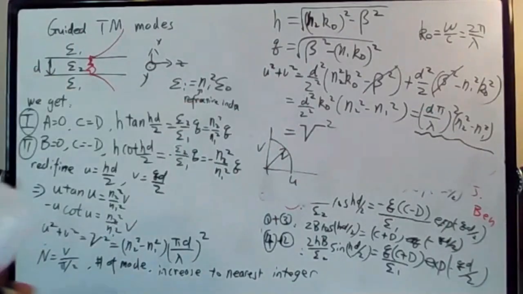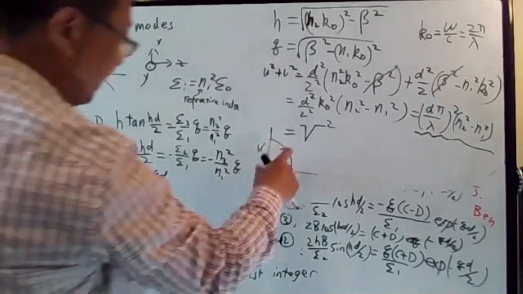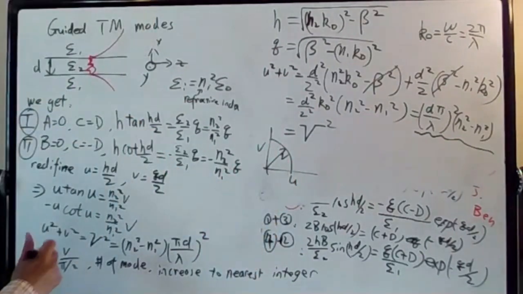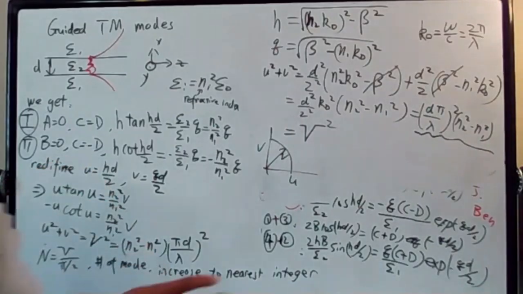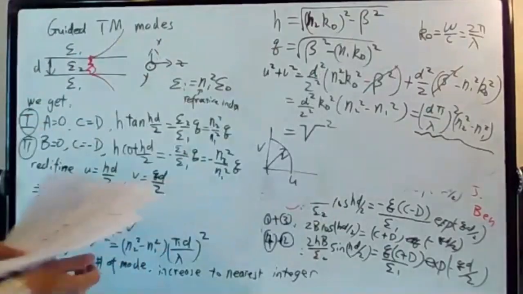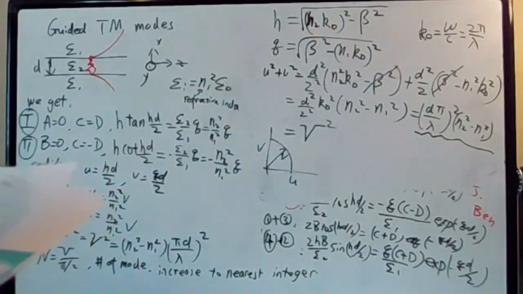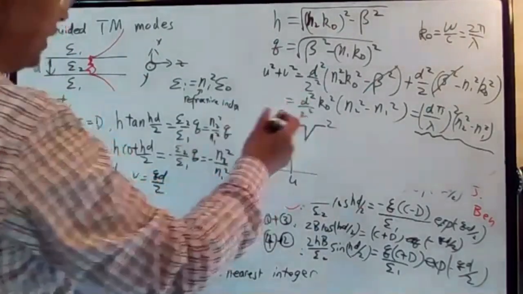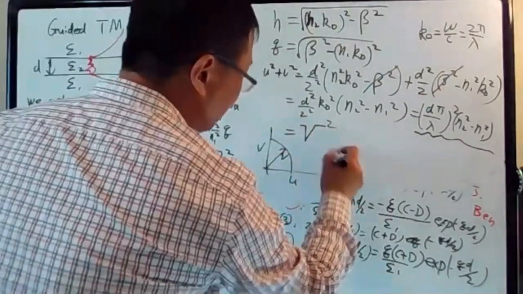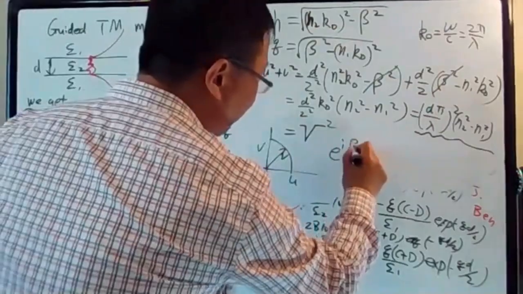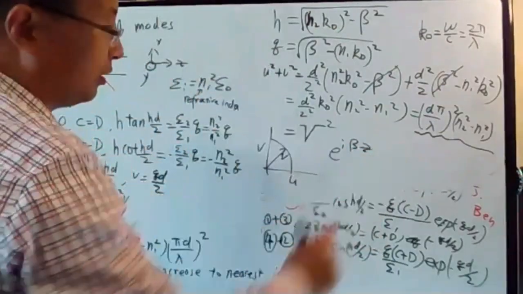Okay. So this capital V over pi over 2 is the number of modes, right? So now let's come back and look at this beta, right? This beta has a special meaning. That's how it propagates. So basically it's exponential i beta z propagation, right?